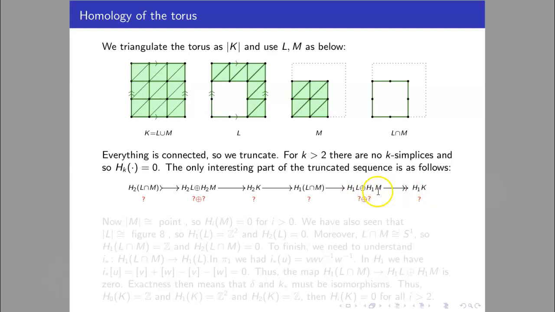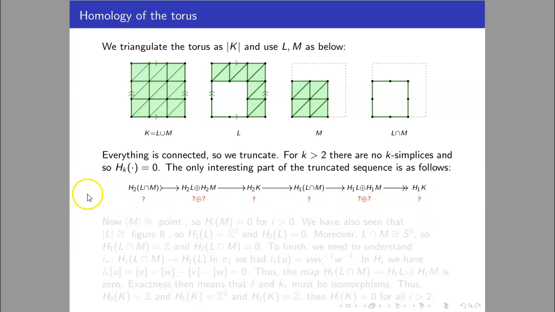And also up here, you've got an H3. This is H3 of K, but H3 K is 0. So because of that, we see that this map here is injective. That's the normal notation: we put this little tail here to indicate an injective map, and the double head to indicate a surjective map. Okay, so then we've put all these little question marks here because we haven't yet worked out what any of these homology groups are.